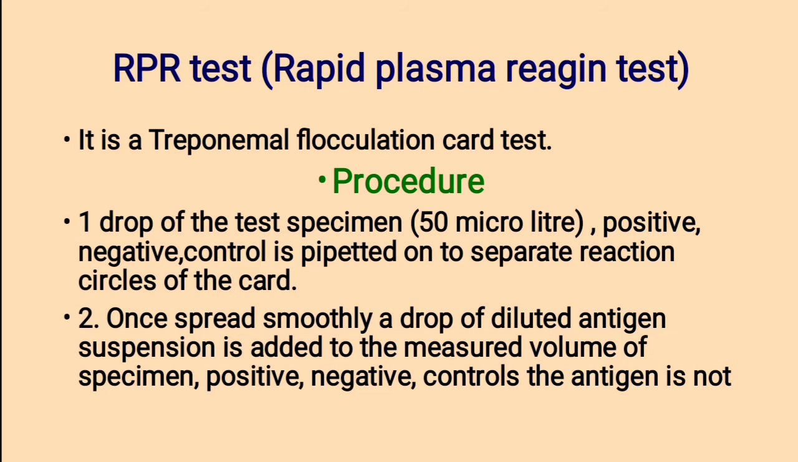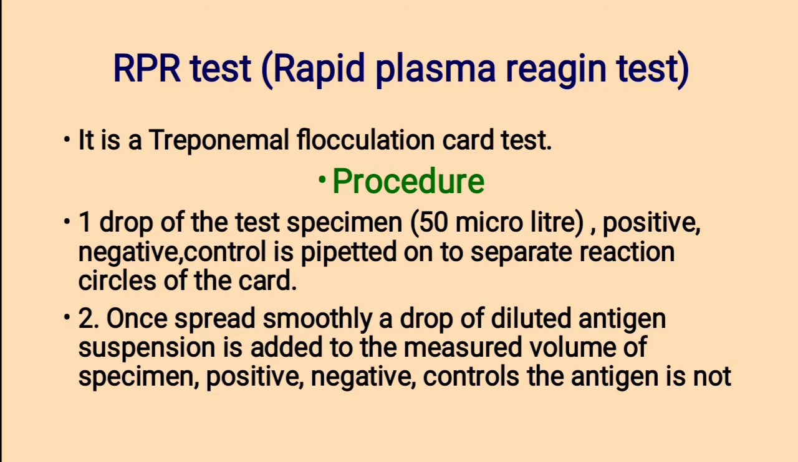RPR test, known as rapid plasma reagin test. This is a very important test. Questions are there in your examination about the RPR test. It is a nontreponemal flocculation card test. Say flocculation card test. What is the procedure of the RPR test? One drop of test specimen, that is 50 microliters, positive, negative and control, is pipetted onto separate reaction circles of the card.